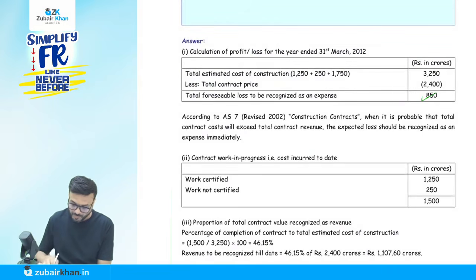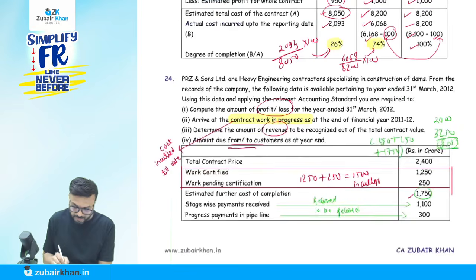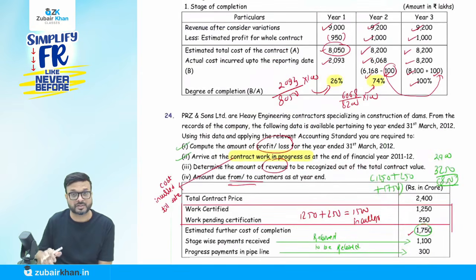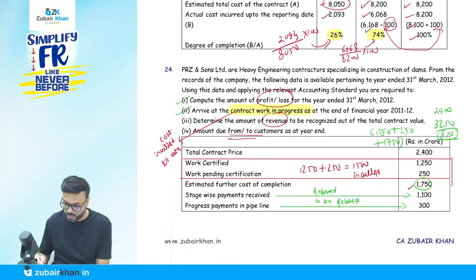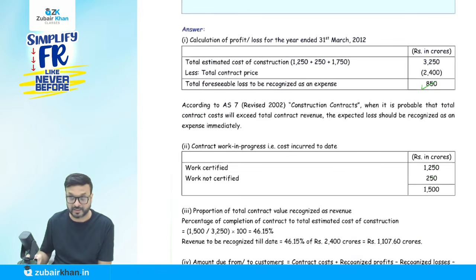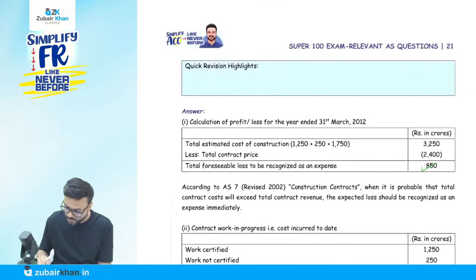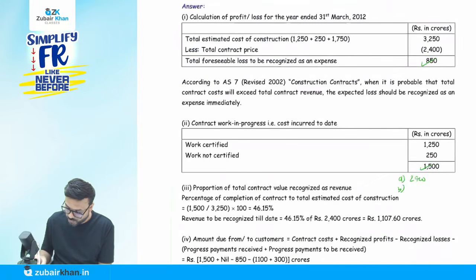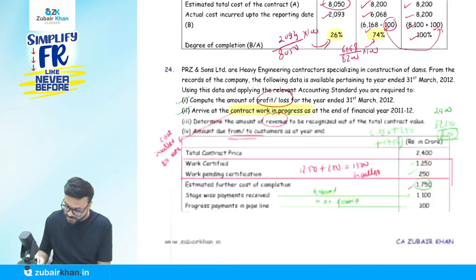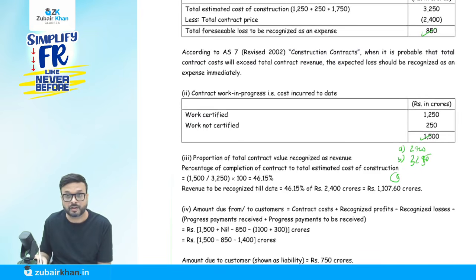Now, the second thing they ask is the work in progress, how much cost we have incurred till date. That is 1,250 plus 250, which is 1,500. Then they ask for the percentage of work, to say how much revenue should be recognized. Point A is the revenue, 2,400. Point B is the total cost, which is 3,250. Sorry, not 3,240, 3,250.